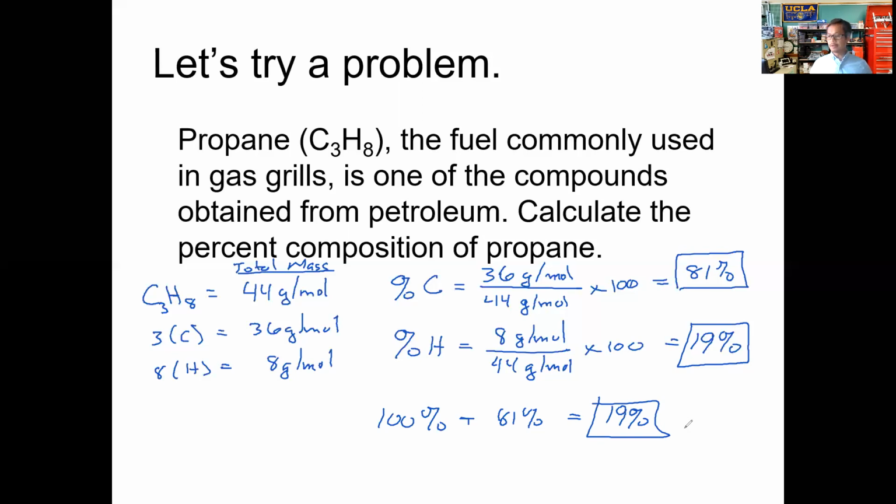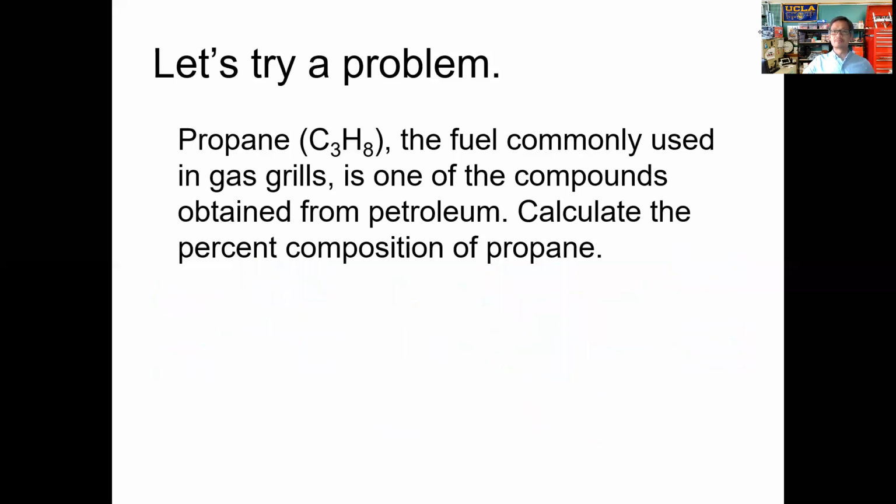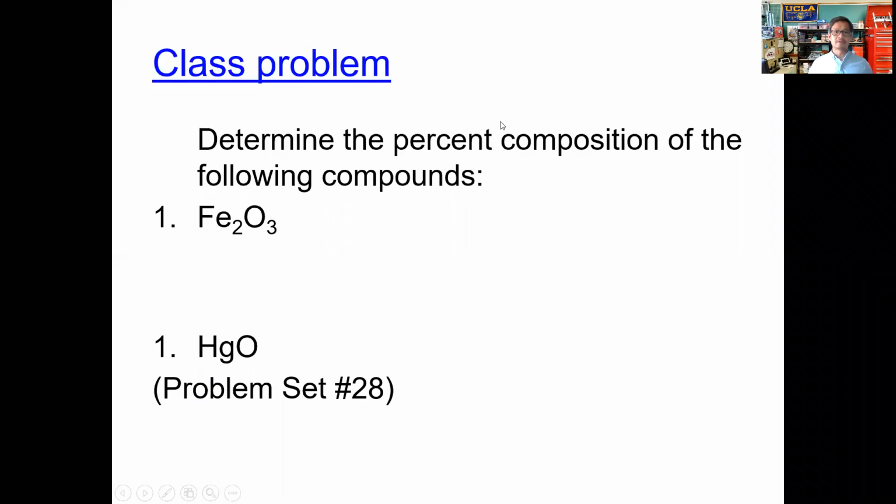Let's go ahead, and I would like you to try a problem here. Your homework for tonight is going to give you a chance to practice this some more. I'd like you to do number 28 in your problem set. Take about 3-4 minutes to work this out. I give you the formulas for each one of those, so work out the percent compositions for each one of these compounds and let's see what you come up with.